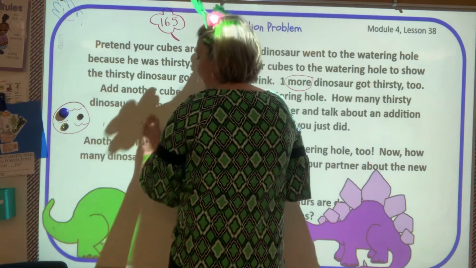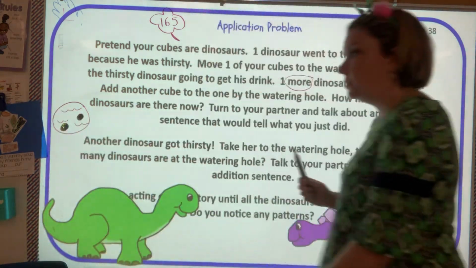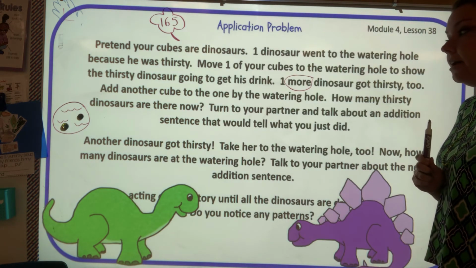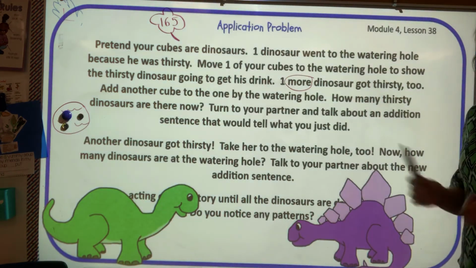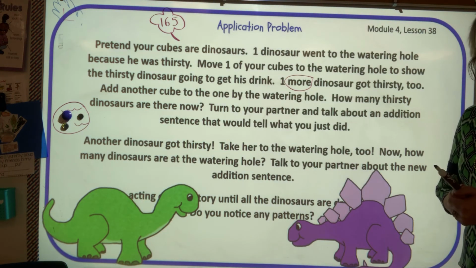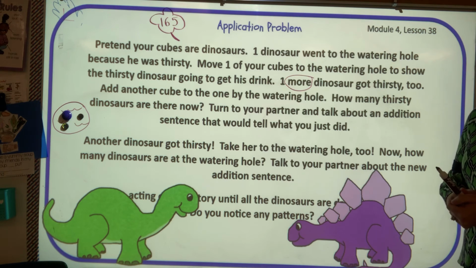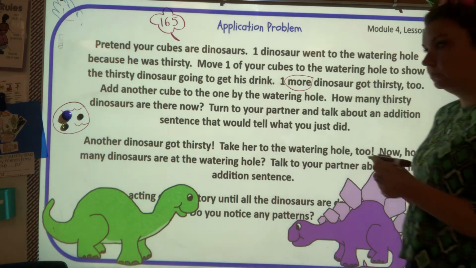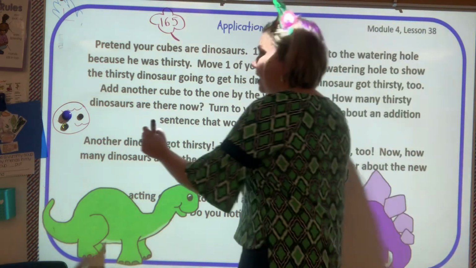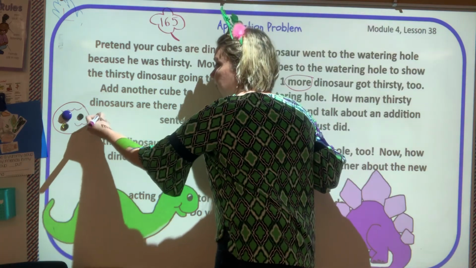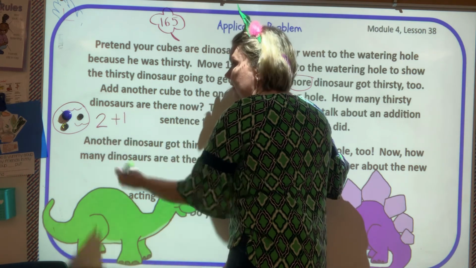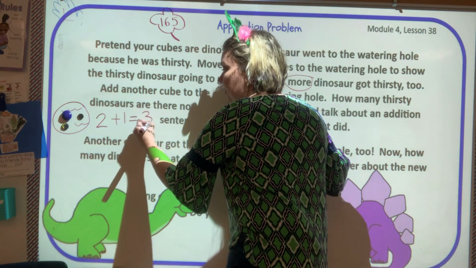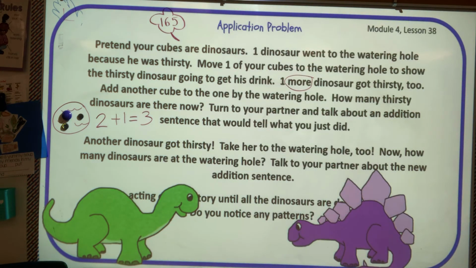So let's think about that. We had this many dinosaurs at the watering hole. Another dinosaur got thirsty and came. Now there are 3. What will our new addition number sentence say? Nicole? 1 plus 2 equals 3. Yeah, I would probably start with 2 but you don't have to because 2 were already there. Plus the dinosaur that came to get the water equals 3. Very good.